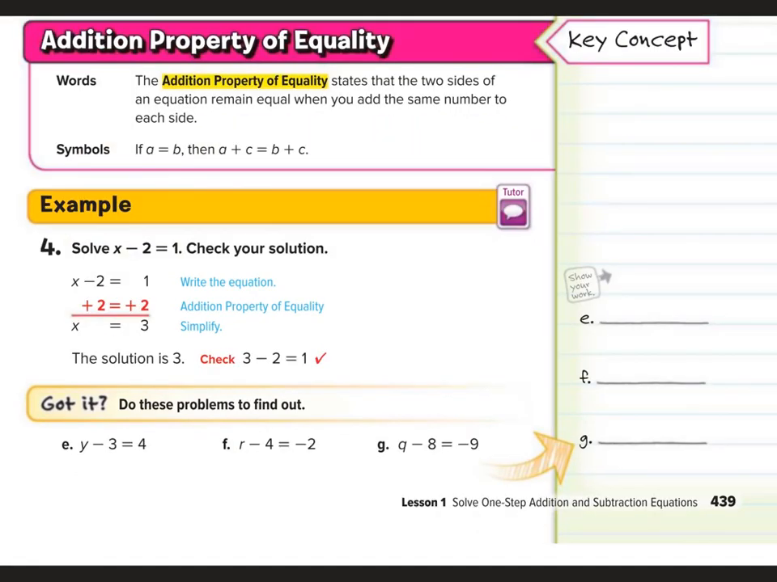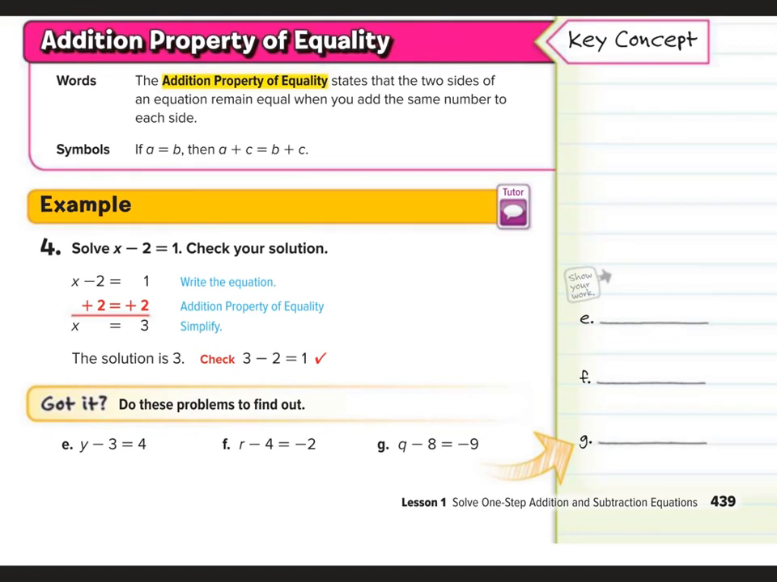Now let's take a look at the addition property of equality. The addition property of equality states that the two sides of an equation remain equal when you add the same number to each side. So whatever you add to one side, you have to add to the other. It gives us an example for number 4.